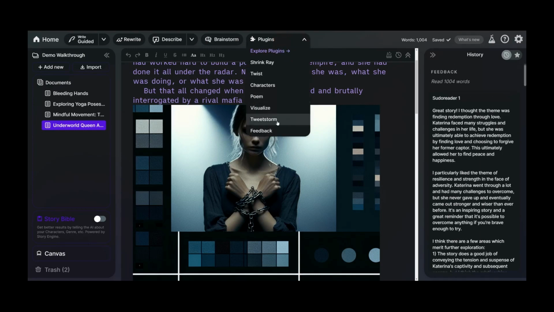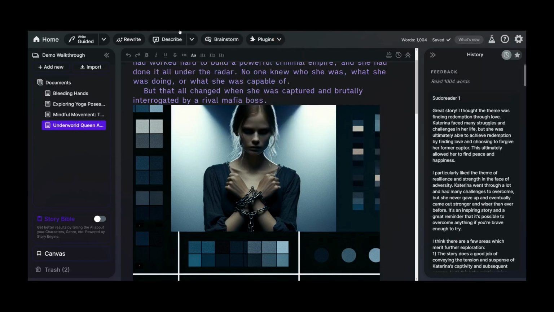And that concludes our list of Sudowrite features here. Next up, we will be going through Story Bible and Canvas.